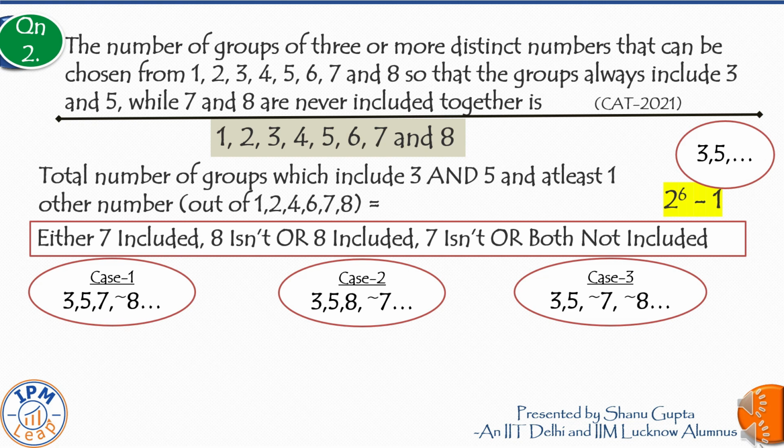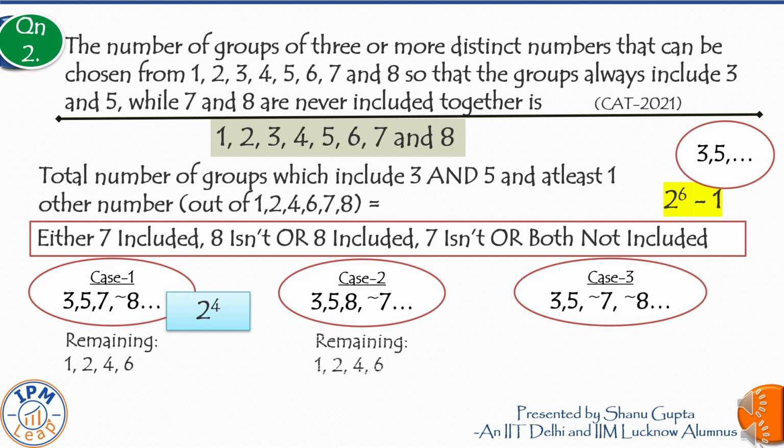In case 1, we already have 3 numbers in the group. Remember, each of these numbers can be selected or rejected in the group in only one way. We have an open decision for the remaining 4 numbers, which are 1, 2, 4 and 6. We can select 0 or more out of these 4 numbers in 2 raised to the power of 4 ways. Case 2 is similar, 2 raised to the power of 4 ways.